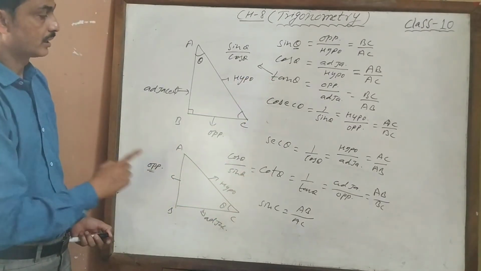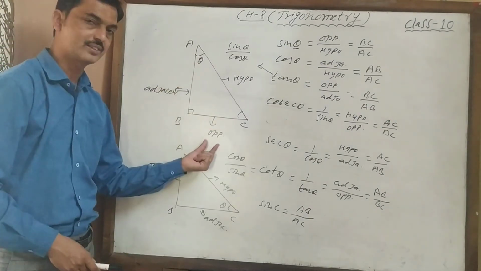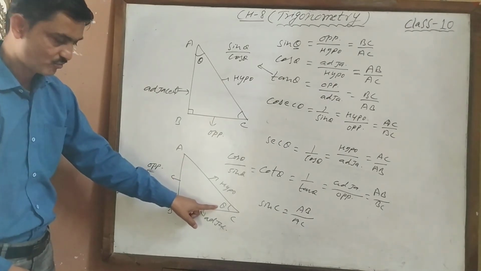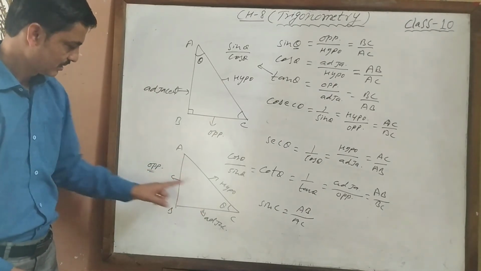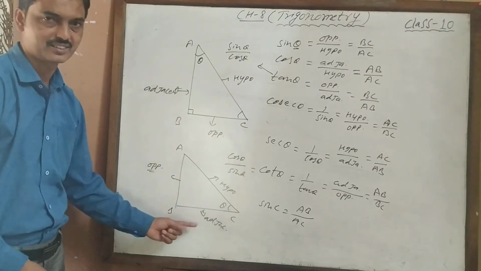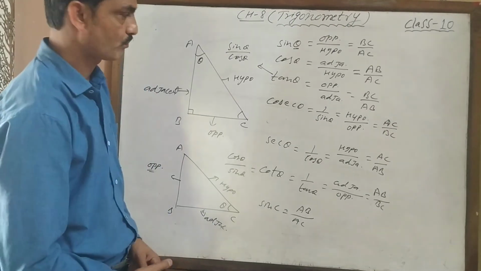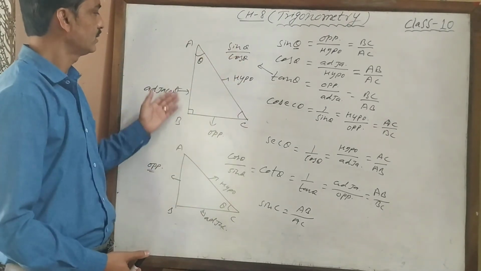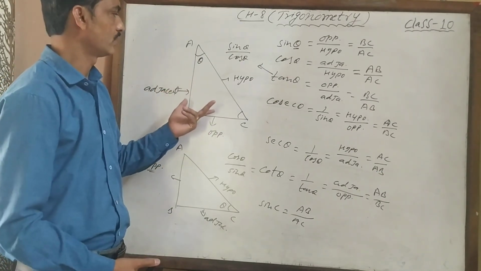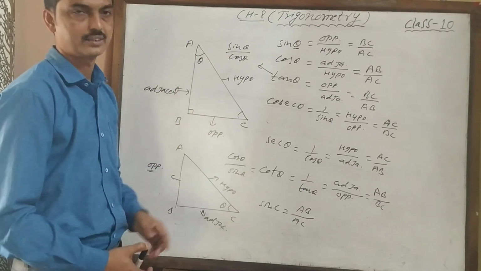So keep in your mind, for angle A, BC is the opposite side and AB is the adjacent side. For angle C, AB is the opposite side and BC is the adjacent side. Understand? So in the next video we will discuss how we calculate the sides if some ratios or some values are given for a side. Thanks.